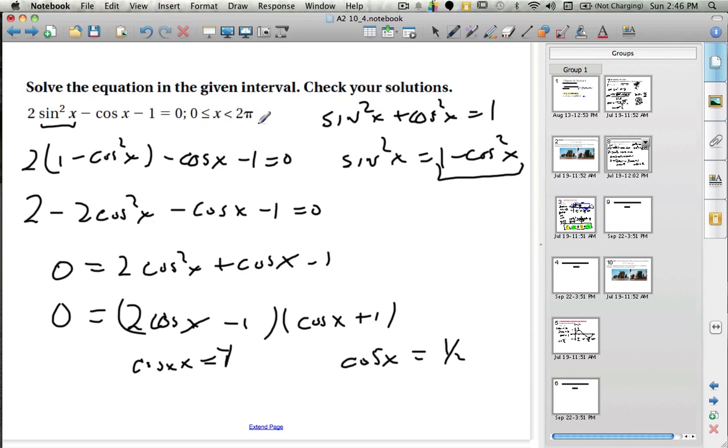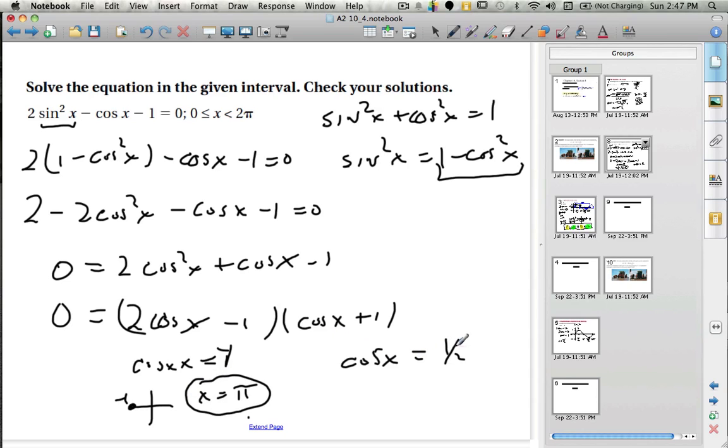All right, we're in this interval, which is a big interval, right? That's the whole way around the circle. So where is cosine equal to negative 1? Remember, cosine is x. So where is x negative 1? It's over here on the unit circle. So at x is equal to pi, that would be one solution.